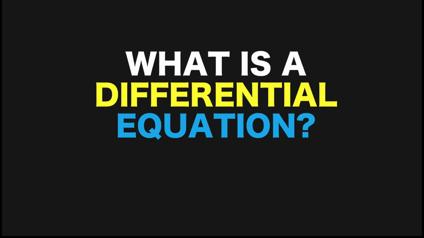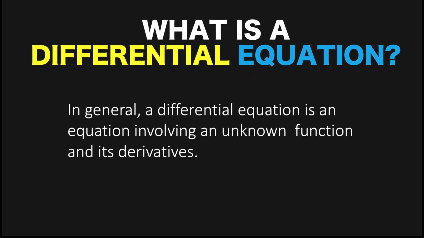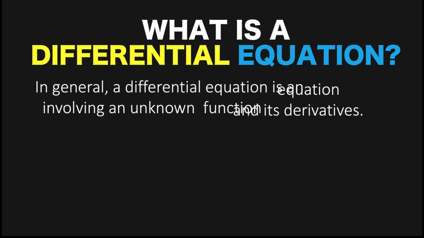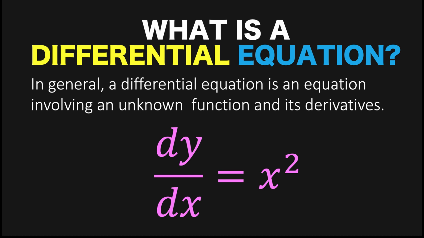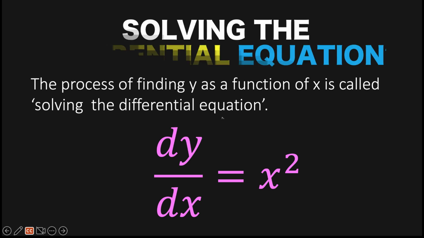So what is a differential equation? A differential equation is simply an equation containing an unknown function and its derivative. An example of a differential equation is dy over dx is equal to x squared. Here, the derivative is dy over dx, and the unknown function that gives this derivative is y, or y of x. We know the derivative, and we are solving for the function that gives that derivative. And the process of solving for that unknown function is called solving the differential equation.